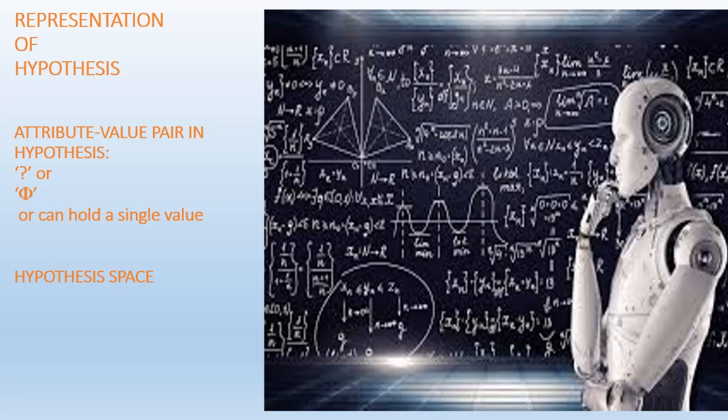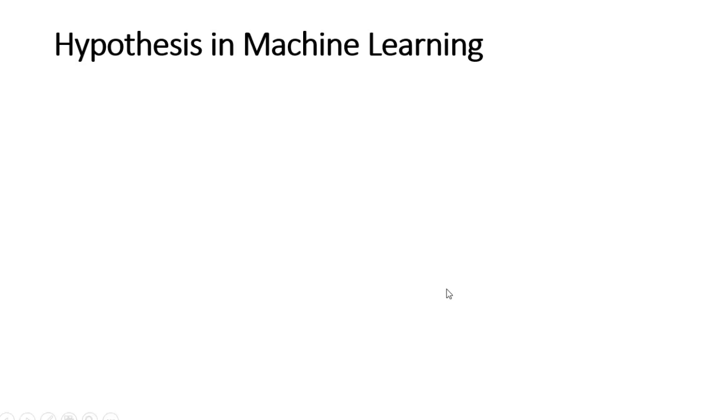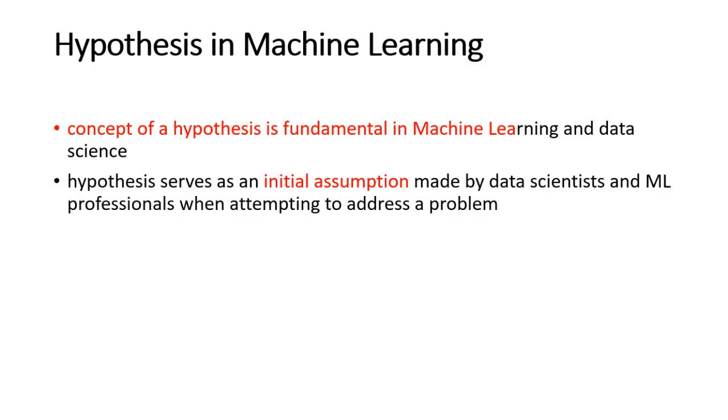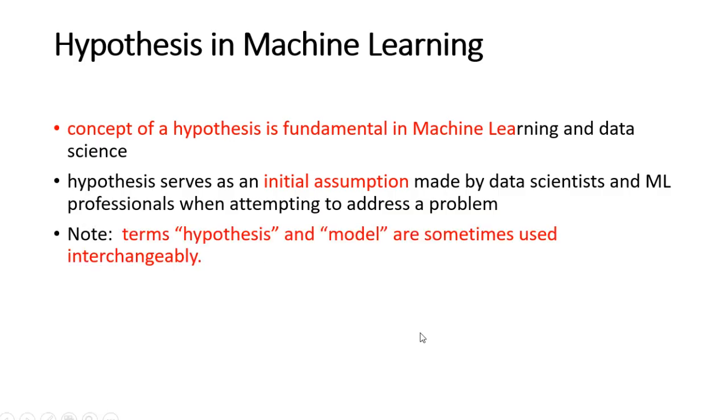In this session, let's learn about representation of hypothesis, hypothesis space, and attribute value pairs. Let's first revisit what is hypothesis in machine learning. Hypothesis is a fundamental concept in machine learning and data science. It serves as an initial assumption which is made by a data scientist or any machine learning professional when he is trying to address a problem.